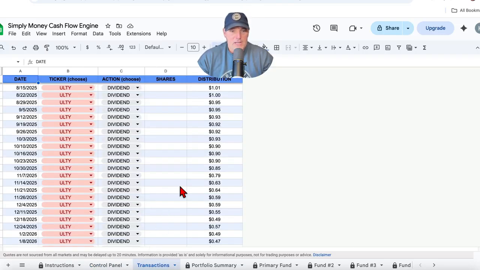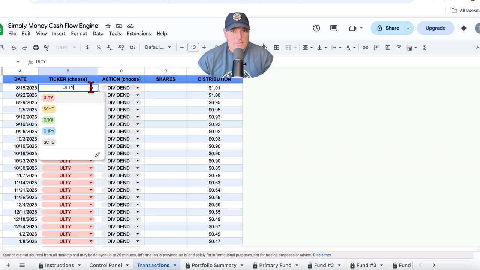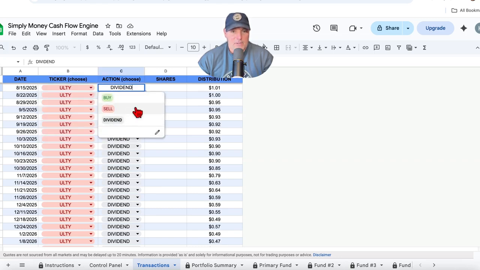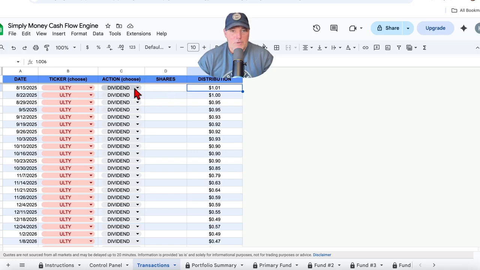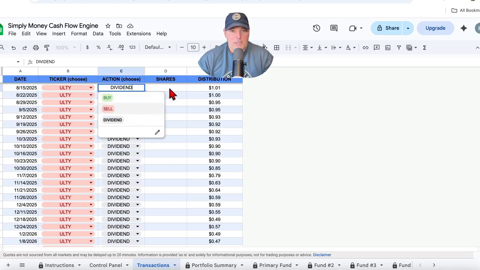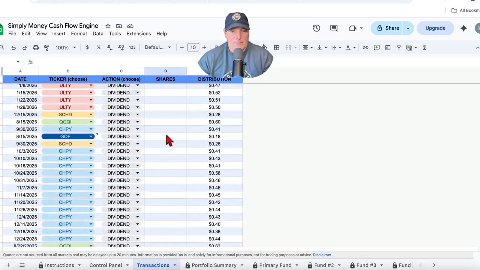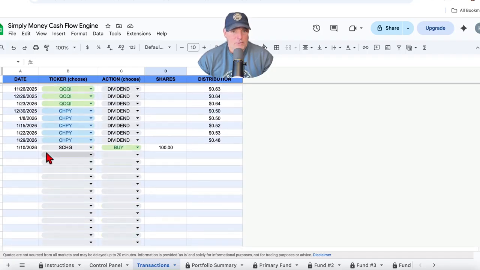Now we'll go over to the transactions. This is the area that you will maintain. This is what you will put in each time you get a distribution. Here you can see on August 15th, I have Alti paid a distribution of $1.01. And I just have the drop down so you can pick out whatever fund you want and if it was a buy, sell, or dividend, and then the amount. If you buy or sell, you need to put the number of shares right here. And I have an example down here. We have on January 10th, 2026, SCHG, we bought 100 shares. So I just put 100 there.